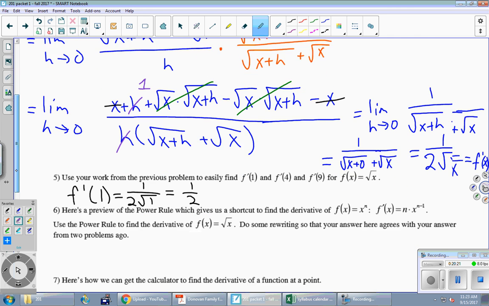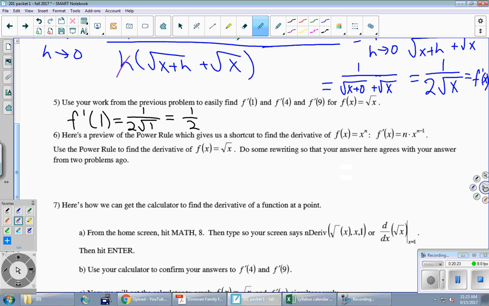And it's really easy to now find the slope at any point. Let's do the next one, f prime of 4. 1 over 2 square root of 4, which is 1 over 2 times 2, which is 1/4. On the picture on the previous page, at x equals 4, the slope of the tangent line is 1/4. And it's like instantaneous because we did the hard work for x instead of a specific number.